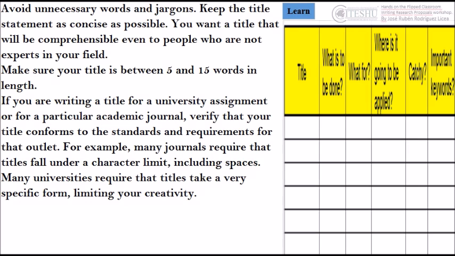If you are writing a title for a university assignment or for a particular academic journal, verify that your title conforms to the standards and requirements for that outlet. For example, many journals require that titles fall under a character limit, including spaces. Many universities require that titles take a very specific form, limiting your creativity.